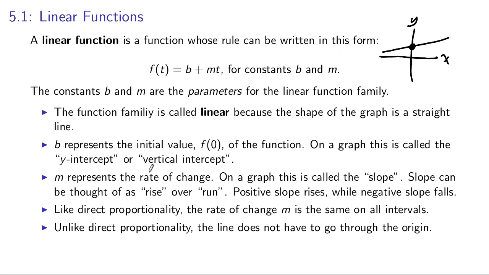m represents the rate of change. On a graph, this is called the slope, and the slope can be thought of as the rise over the run. With a positive slope, the graph rises as you go from left to right. With a negative slope, it falls; your rise is negative. Like direct proportionality, the rate of change m is the same on all intervals. So you have a constant rate of change.